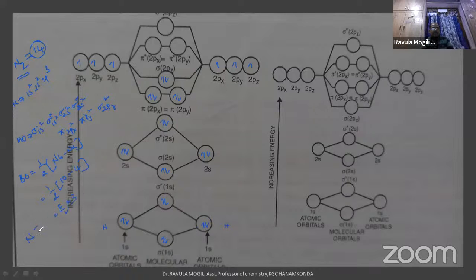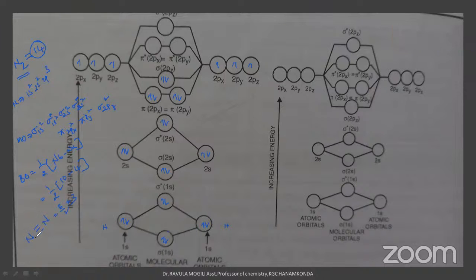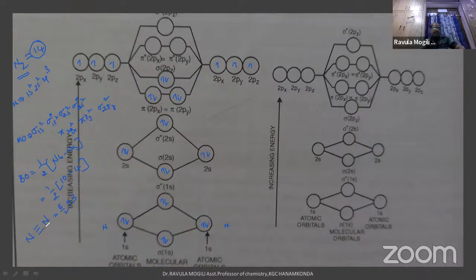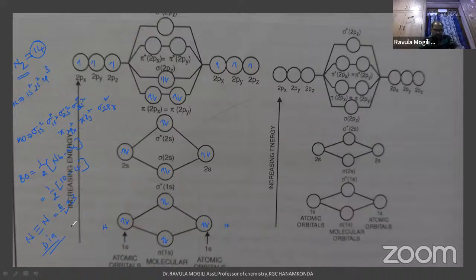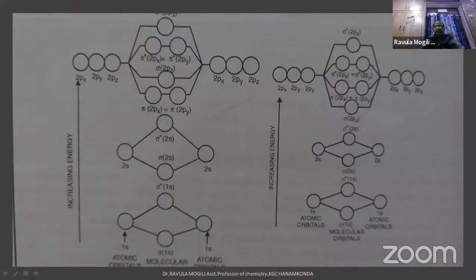Between nitrogen atoms, how many bonds are present here? 3 bonds, a triple bond. So the bond order is 3. It represents the triple bond. Is it para or dia? Dia, sir. Diamagnetic nature. Is it okay, beta? This is for nitrogen.